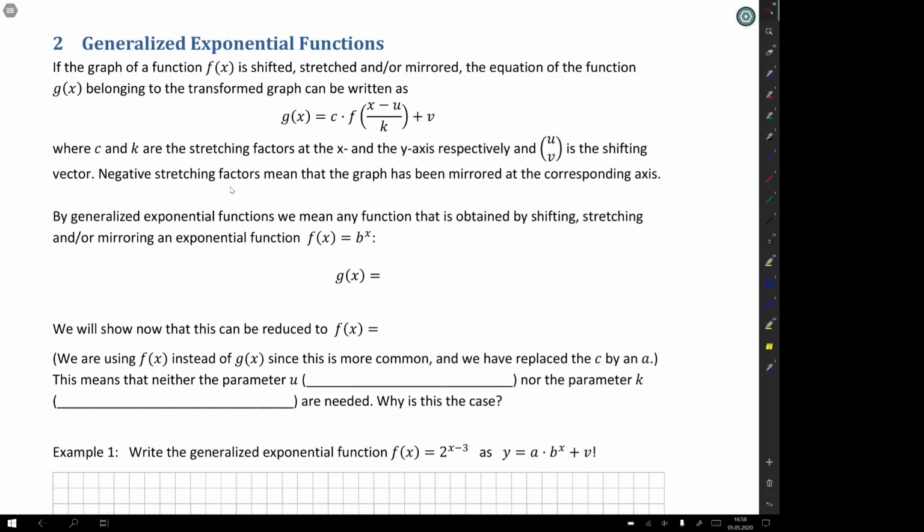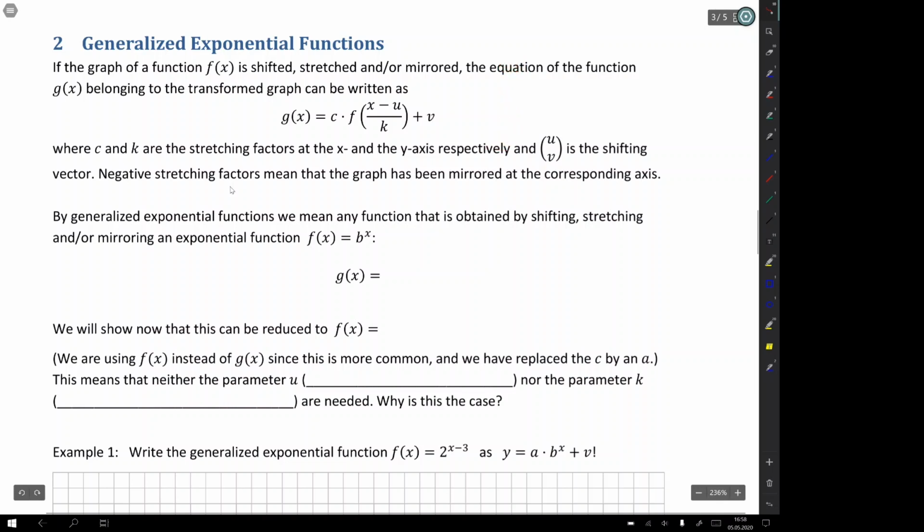And this means that c and k are stretching factors. k is the stretching factor at the y-axis, so in this direction, here the y-axis, we stretch in this direction. The c is the stretching factor at the x-axis, here the x-axis, we stretch in this or this direction.